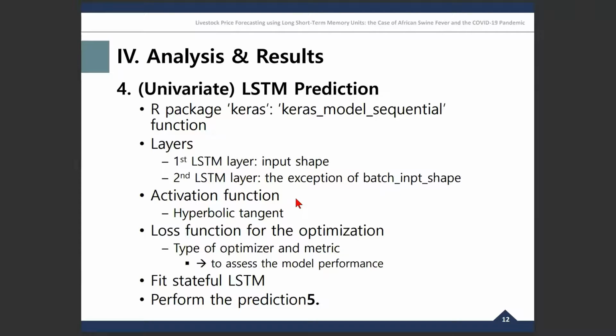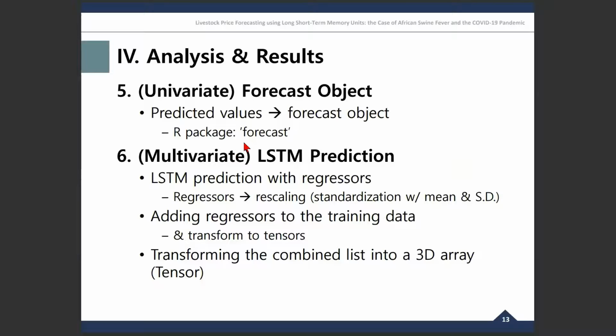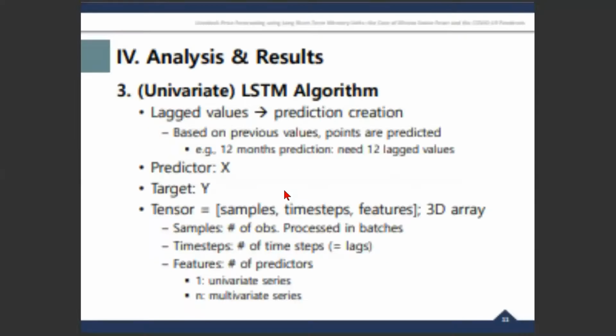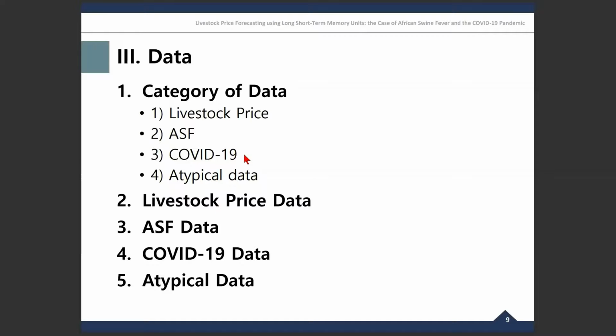And layers, I'll skip that part. Anyway, our LSTM is processed by minimizing some kind of loss function. We are considering two types of models. One is the univariate forecast model, which is just a univariate LSTM composed of only the livestock price; here we are using the pork price. The second one is the multivariate LSTM prediction, with regressors like ASF or COVID-19 data sets.